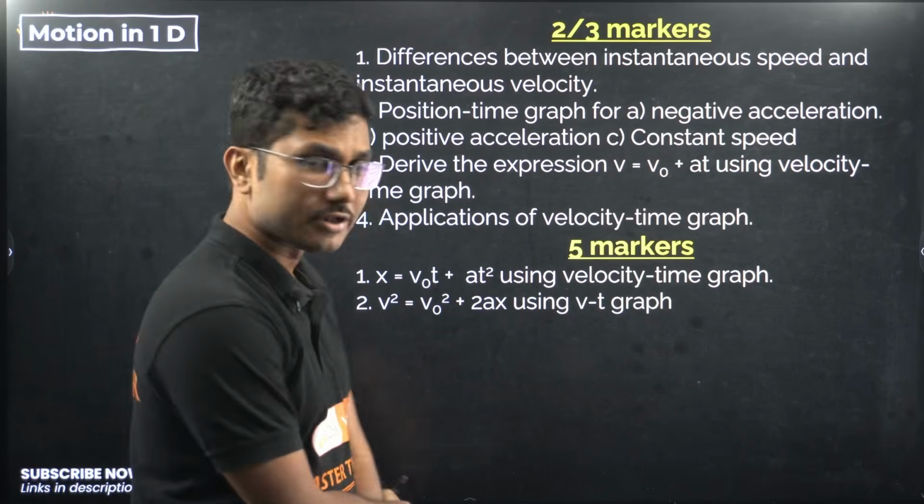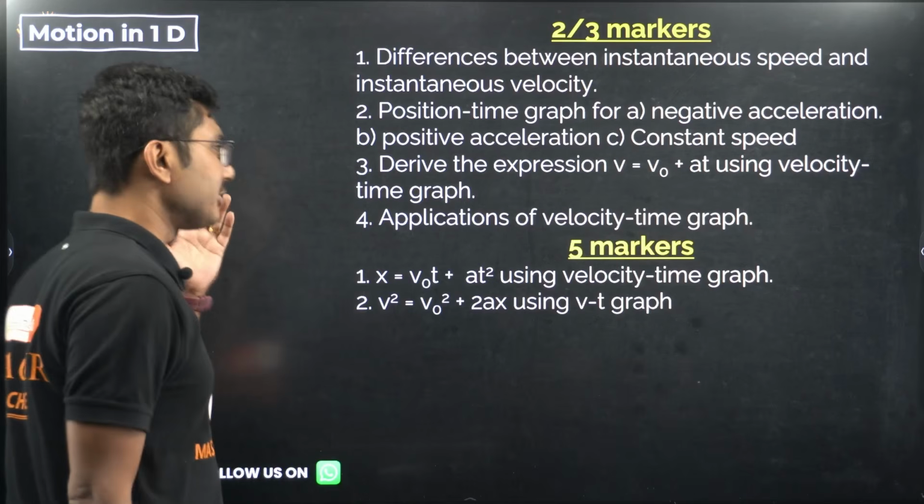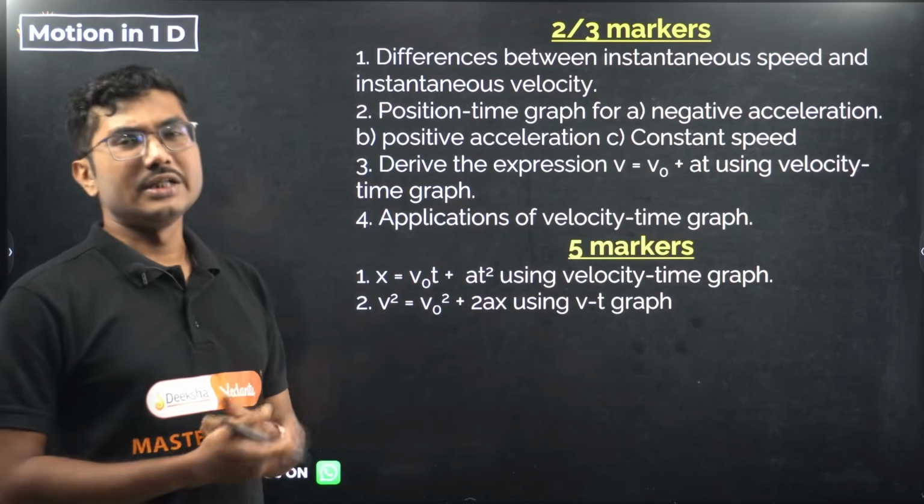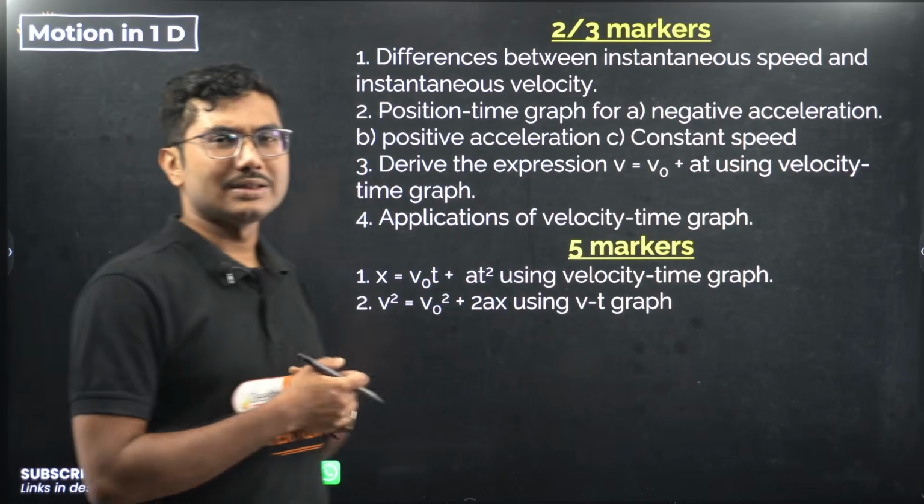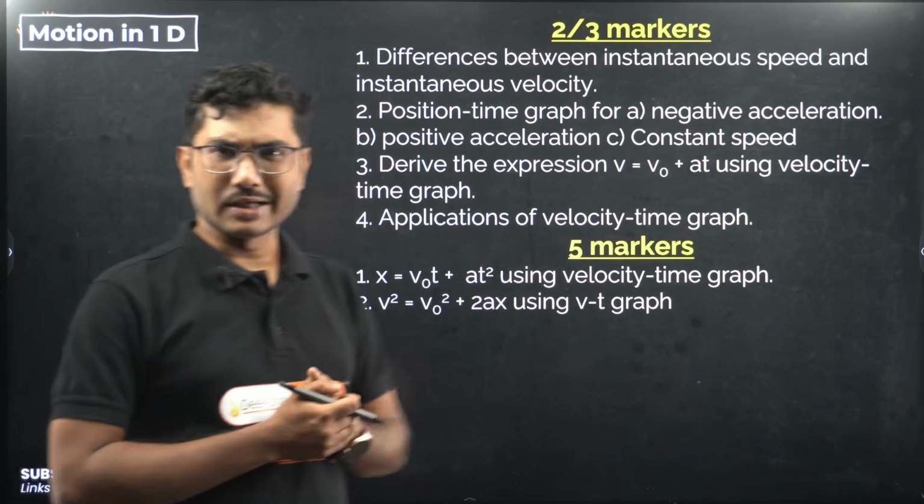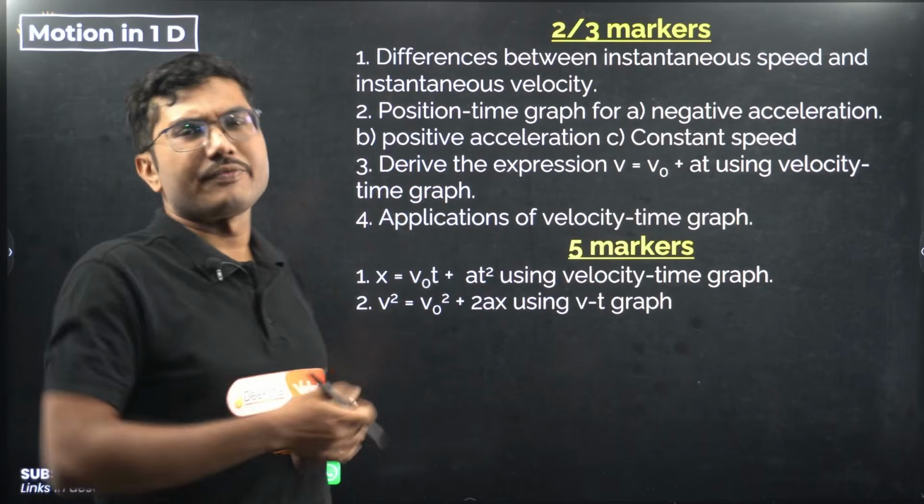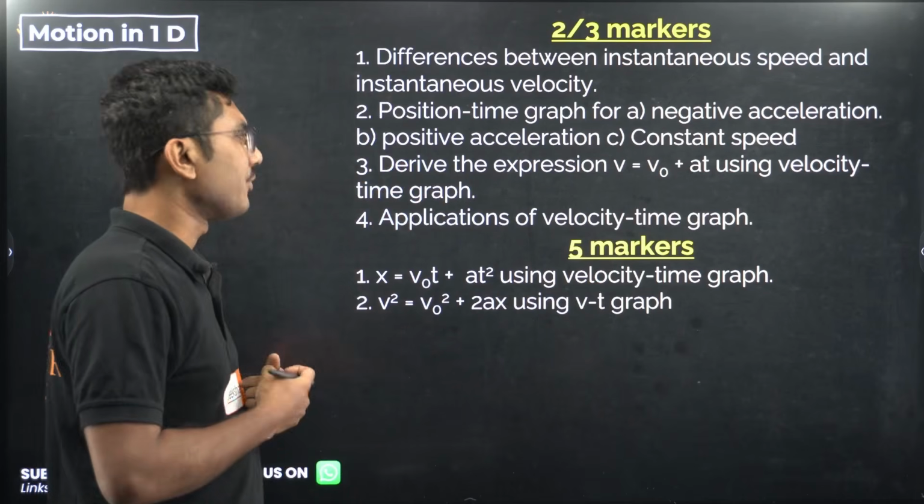Applications of the velocity time graph. Application of the velocity time graph means they might give you a graph. From there they might ask you how to calculate the distance traveled, that is the area, or what is the slope. Slope means the acceleration. These kinds of application based questions might come, maybe not in your FA1 but in your annual exam.